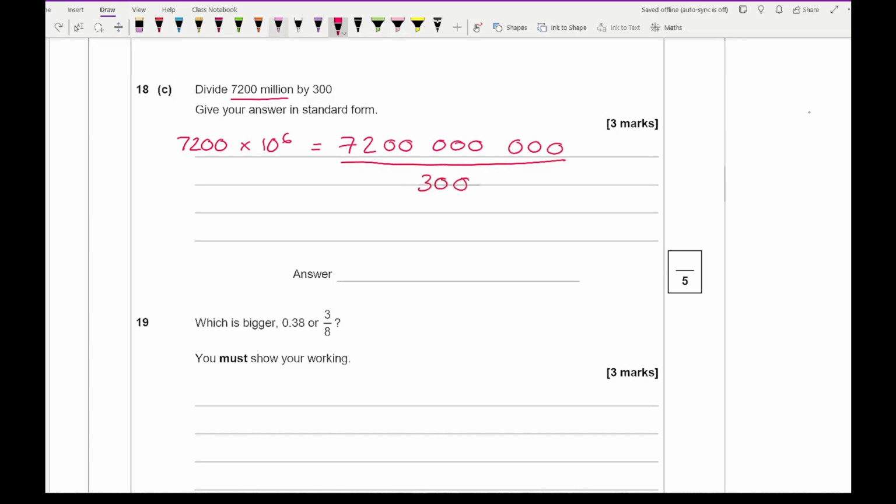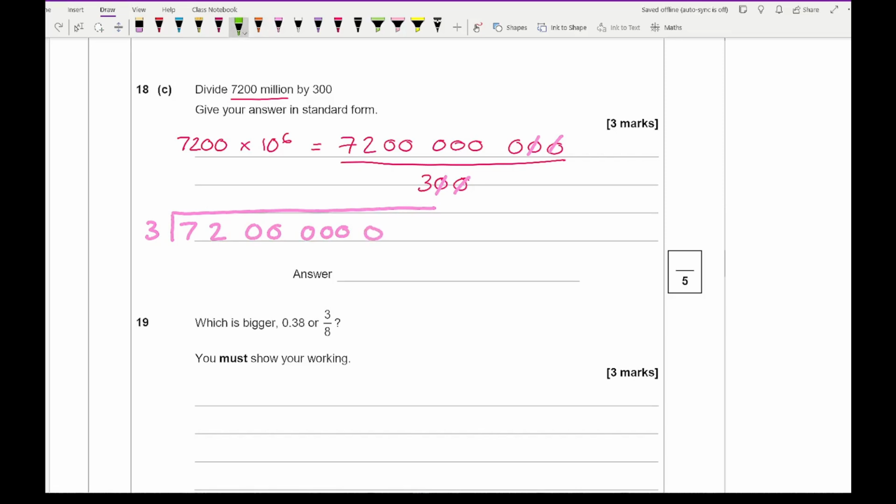So then from here, if I cancel out the zeros, so cancel zero from the top, zero from the bottom, I'm left with this number. So then if I do some division, I've got 3 divided by 7,200, and just be careful, you're going to include all the zeros, like so. And then I'm just going to do the division.